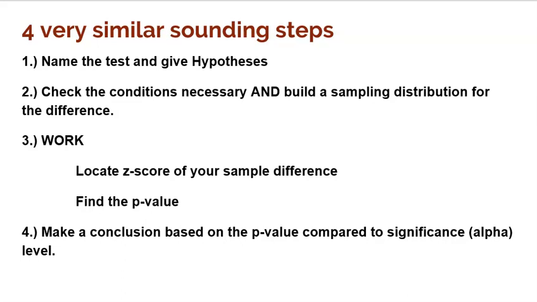So what we're going to do is look at our sample difference, and find the Z-score for our sample difference. Then we're going to find the p-value, and then we're going to make a conclusion based on that p-value. We either do have the evidence to show that our claim is correct, or we just have a lack of evidence to show our claim is correct. Therefore, we're going to fail to reject the null.